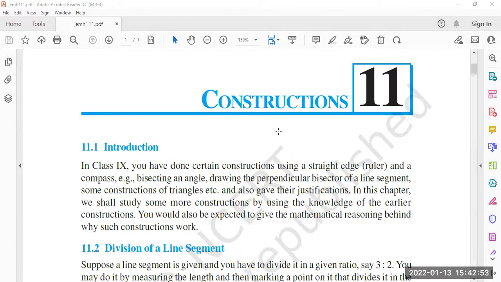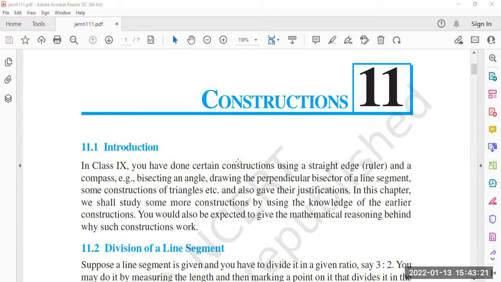Constructions, chapter 11. You have been studying this chapter from your primary classes, maybe from 5th standard onwards: drawing objects, constructing objects, triangles, circles, rectangles, squares and all. Even in ninth standard you learn certain things. But in 10th standard, we are going to learn a few more things in this chapter, constructions.